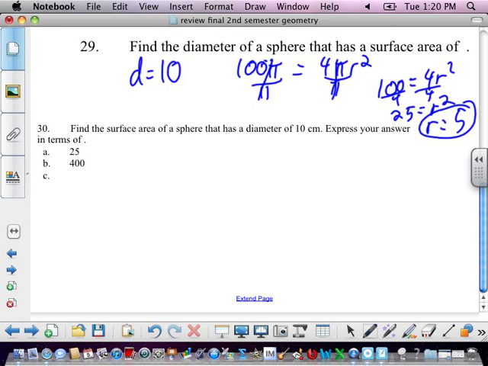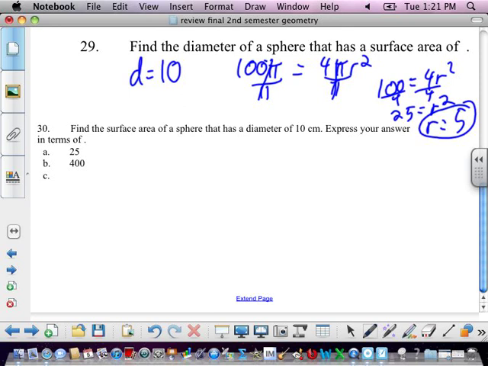All right, number 30. Our last one, guys. Number 30 says, find the surface area of a sphere that has a diameter of 10 centimeters. Explain your answers in terms of pi. Well, we know what this one is, right? Because we can do it backwards.